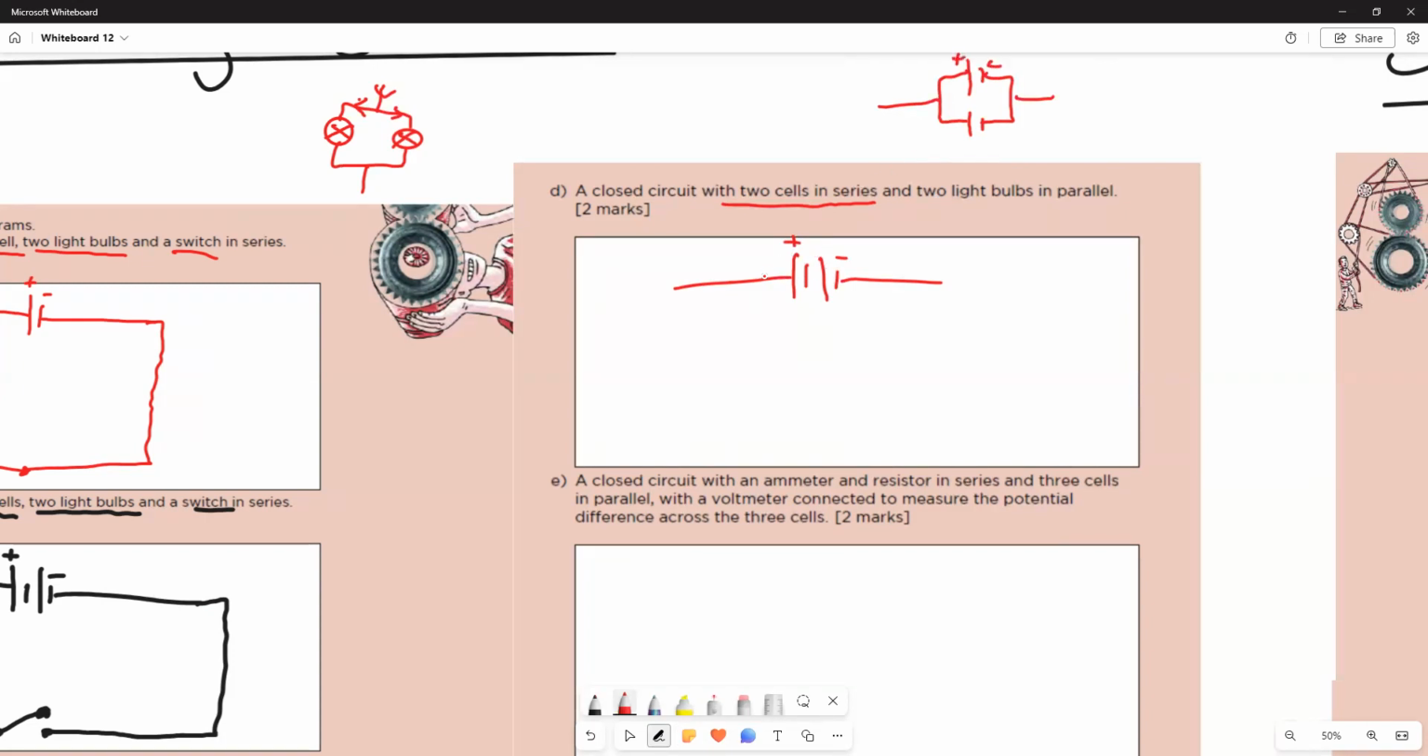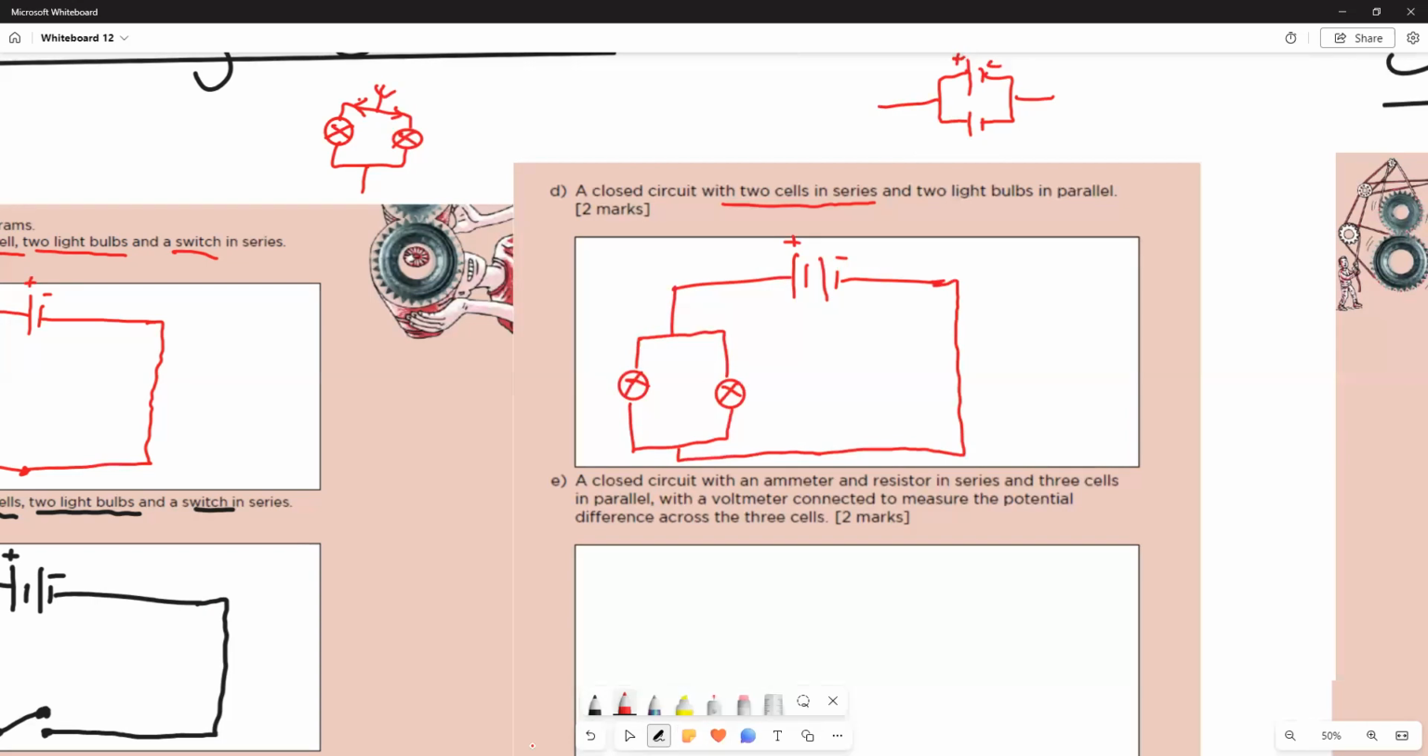But now they're in series. So they're just following each other like that. Two bulbs in parallel. Okay. So the light bulbs are now in parallel. You are going to have a branch. So this is the first. That is the second bulb in parallel. And then you do that. And then they said a closed circuit. So we're not going to have an open space anywhere.